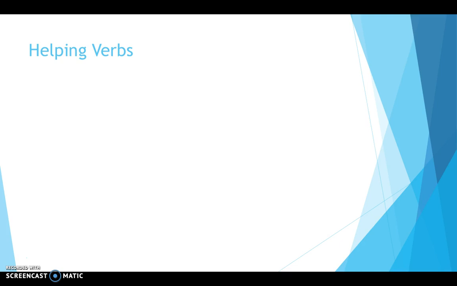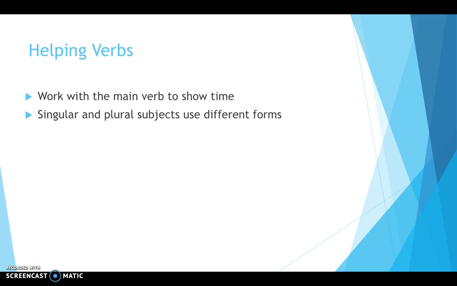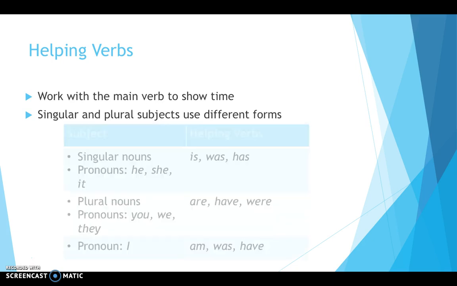What are helping verbs? Have you ever heard of them before? Helping verbs work with the main verb to show time. You're like, what? It doesn't tell me what's on a clock. No, but they give you perspective of the time that the action has happened. Singular and plural subjects use different forms of helping verbs. This is where you need to pay attention to the subject of the sentence.